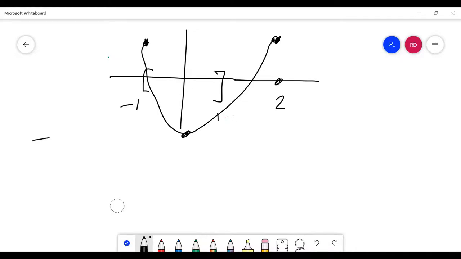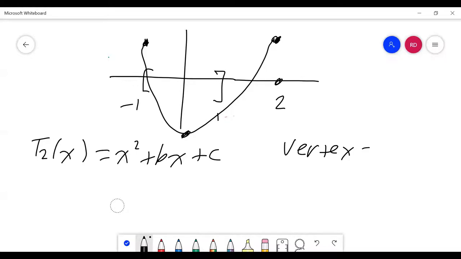So we start with T2 of x is x squared plus bx plus c. We could work out the vertex. It would have to be at 1/2 because of the symmetry of all parabolas. The halfway point between -1 and 2 would be the vertex, and that's +1/2. And it would be negative the norm. So we'll work out what that is over time.